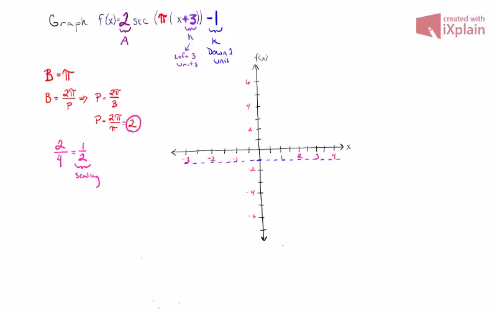So again, I actually want to start here. Because we're dealing with a secant, and a secant is the reciprocal of a cosine, I want to start above the midline. And I'm also going to move everything to the left 3 units because of that horizontal transformation. Hopefully that explanation is clear and that I haven't lost you.